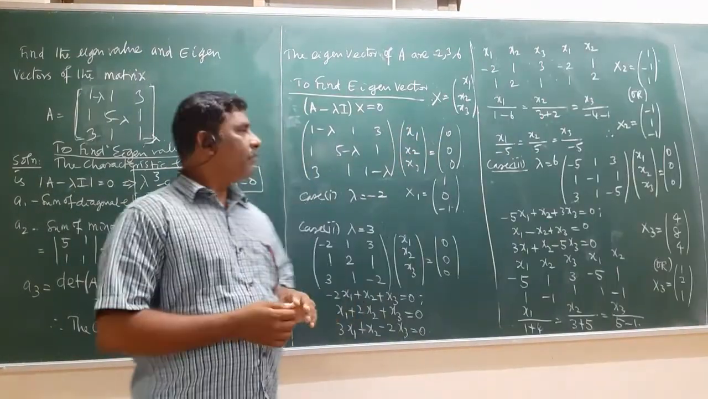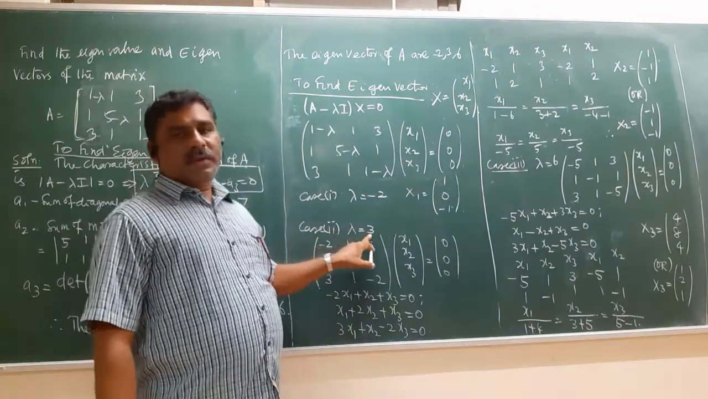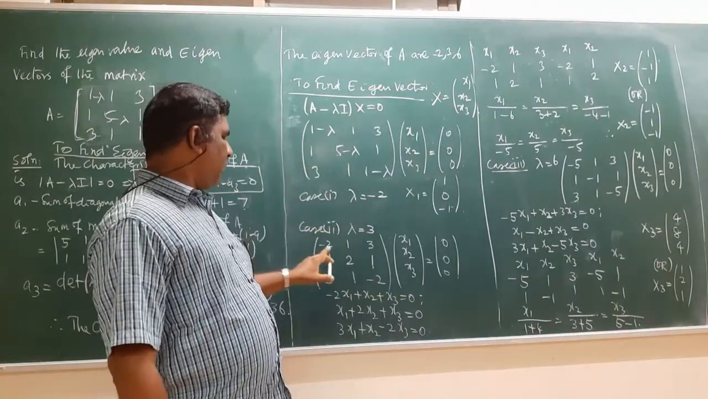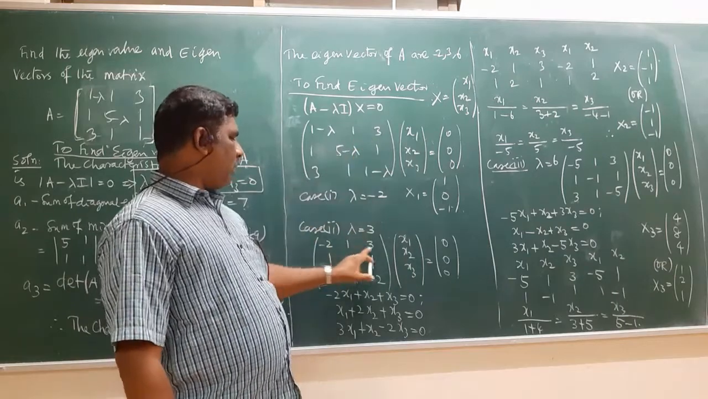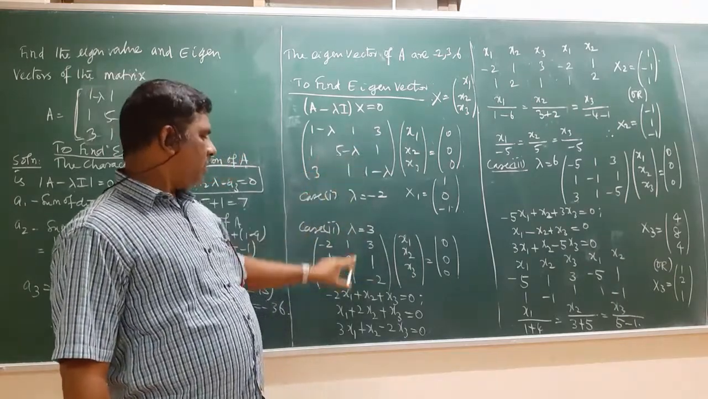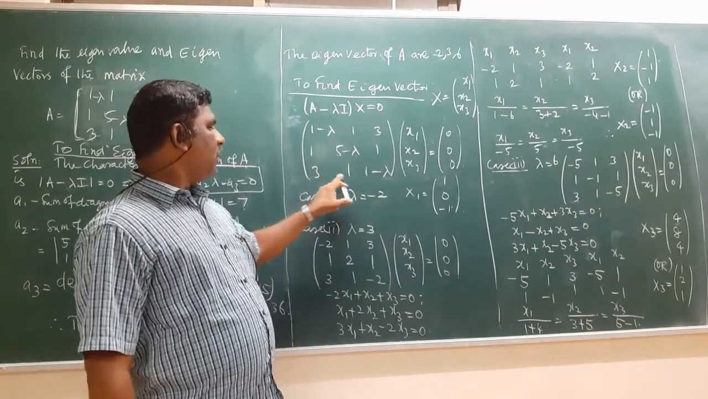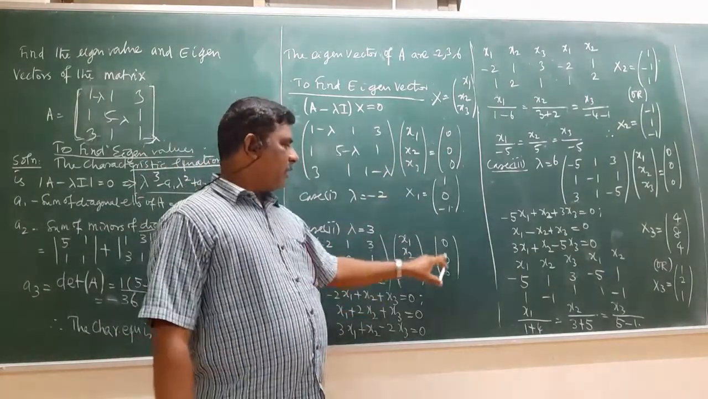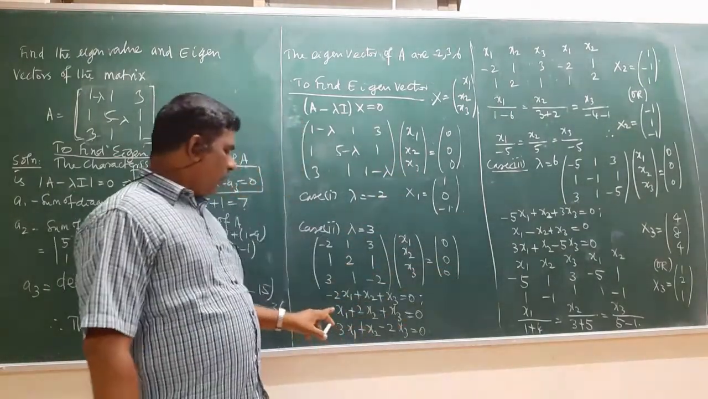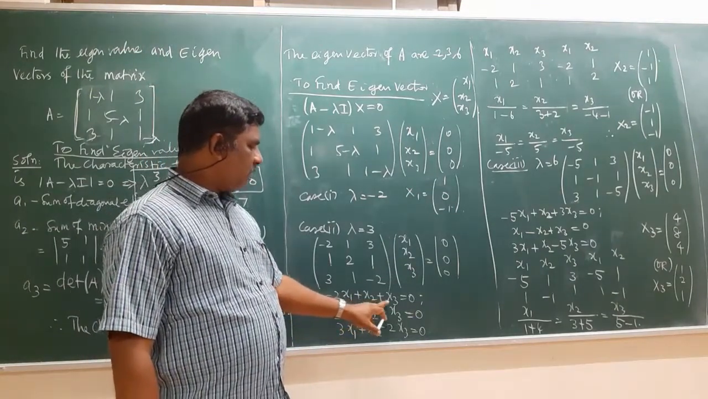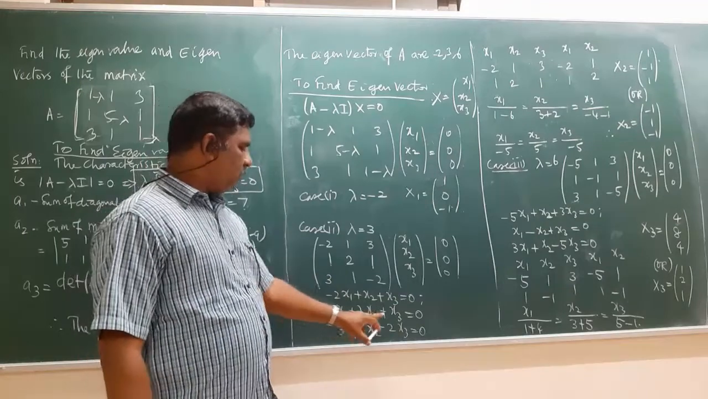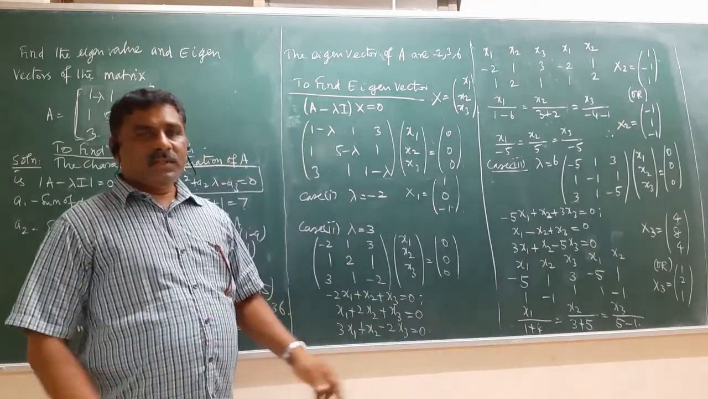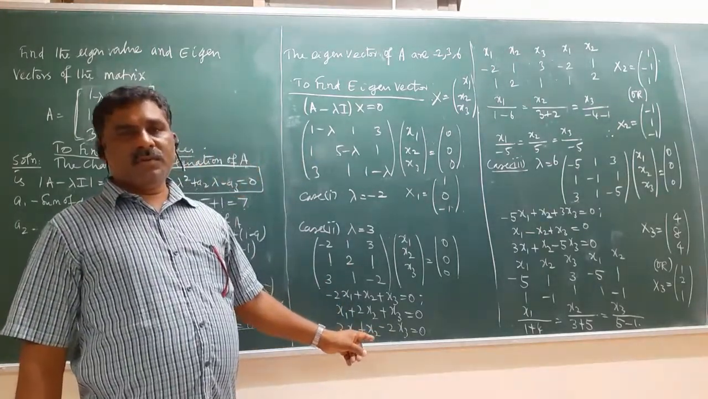Our next case is lambda equal to 3. Substitute lambda equal to 3 in this equation. We will get 1 minus 3 is minus 2. Remaining is 1, 3. 5 minus 3 is 2 and then 1. Final row is 3, 1, 1 minus 3 is minus 2. Then x1, x2, x3 equal to 0. So multiplying that you will get minus 2x1 plus x2 plus x3 equal to 0, x1 plus 2x2 plus x3 equal to 0, 3x1 plus x2 minus 2x3 equal to 0. Solving these three equations, we will get x1, x2, x3.